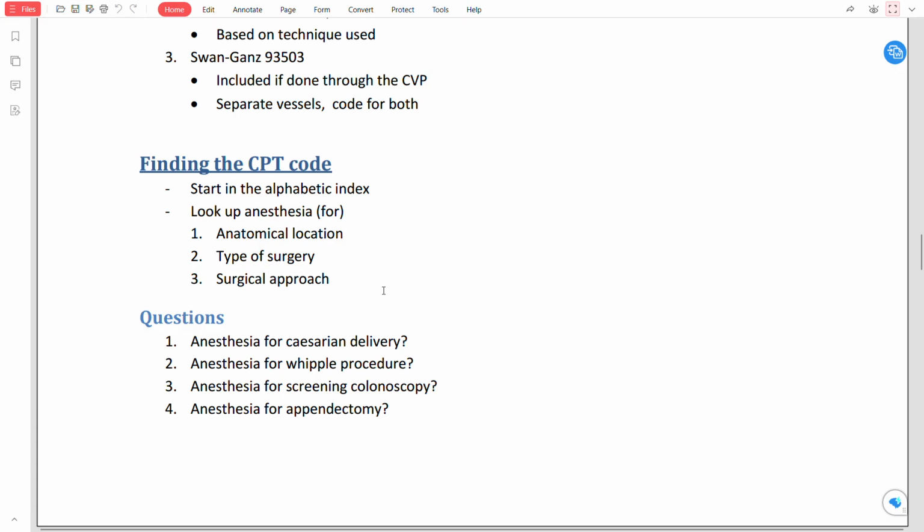And how to find the CPT code related to the anesthesia chapter. First one, you have to check the anatomical location. Second one, the type of surgery done by the physician. Third one, the surgical approach. These are the three main important things to find the CPT code.